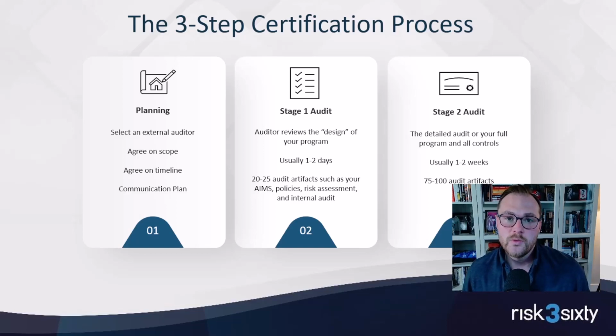Once you get through stage 1, you're going to move into the stage 2 audit. The stage 2 audit is kind of the big audit. That's the audit where they're going to be doing walkthroughs. They're going to give you an information request list, and you're going to have to provide them 75 or 100 audit artifacts, depending on the size of your organization.